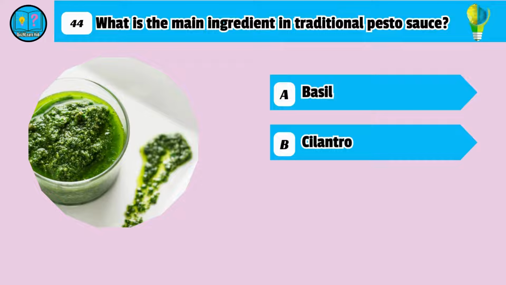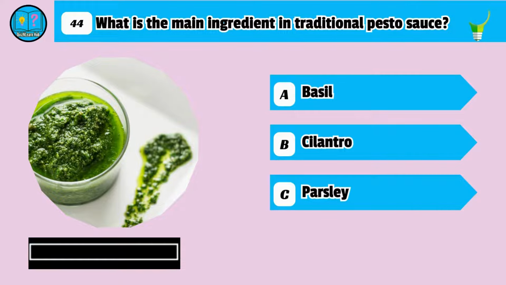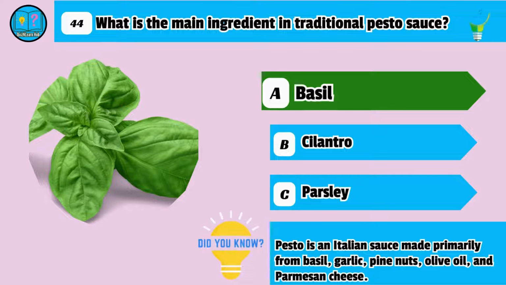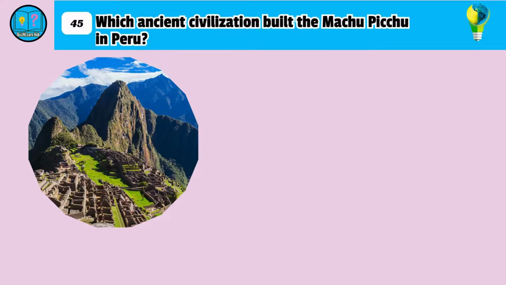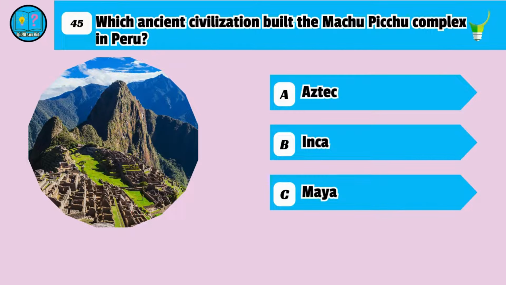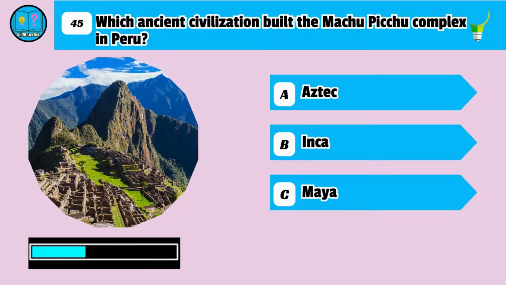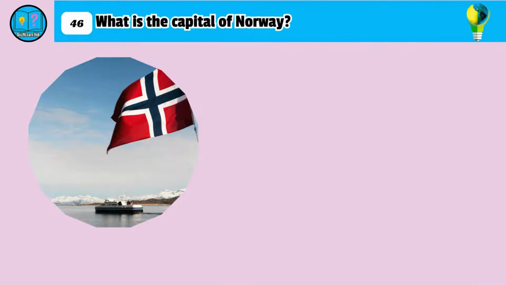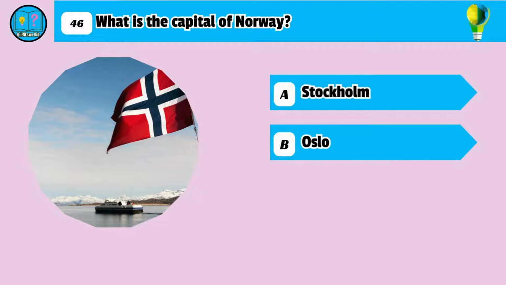44. What is the main ingredient in traditional pesto sauce? Basil, cilantro, parsley. Basil. Pesto is an Italian sauce made primarily from basil, garlic, pine nuts, olive oil, and Parmesan cheese. 45. Which ancient civilization built the Machu Picchu complex in Peru? Aztec, Inca, Maya. Inca. Machu Picchu was built by the Inca civilization in the 15th century.